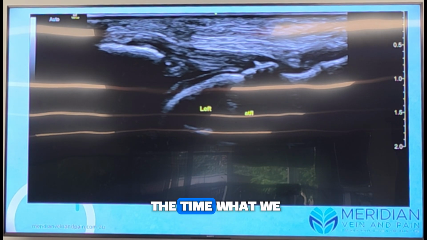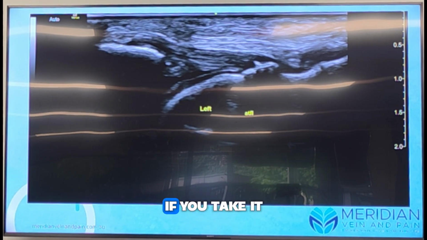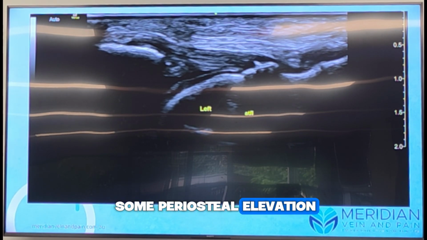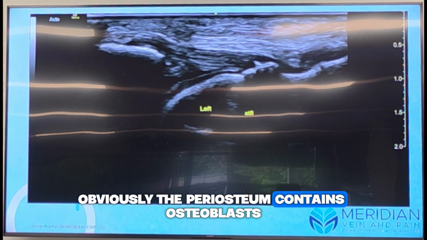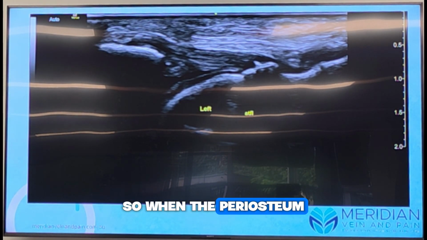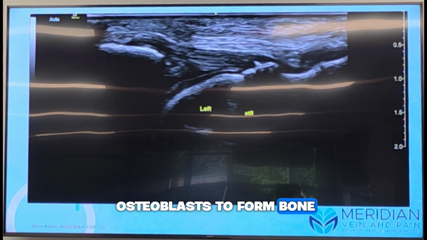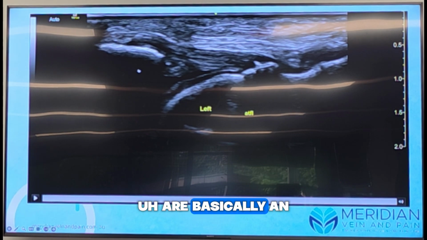So a lot of the time what we see on ultrasound is irregularity of the cortex. So that irregularity of the cortex, if you take it down to the microscopic level, you'll find that there's some periosteal elevation. So periosteal elevation, obviously the periosteum contains osteoblasts. So when the periosteum is elevated, it produces a fracture-like reaction for those osteoblasts to form bone. And so bone spurs are basically an osteoblastic reaction.